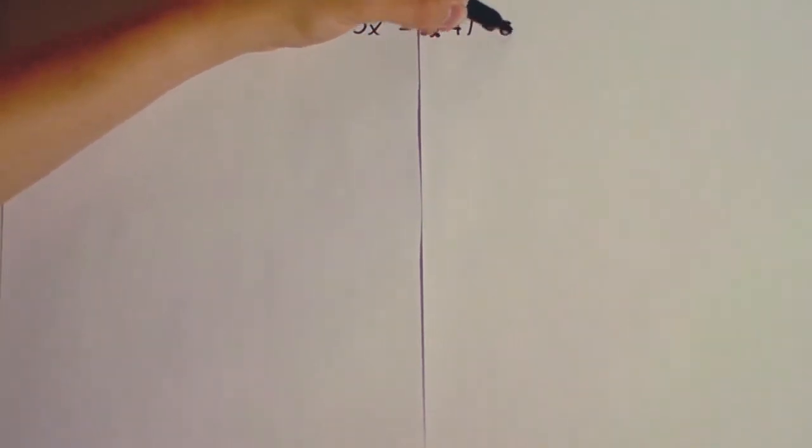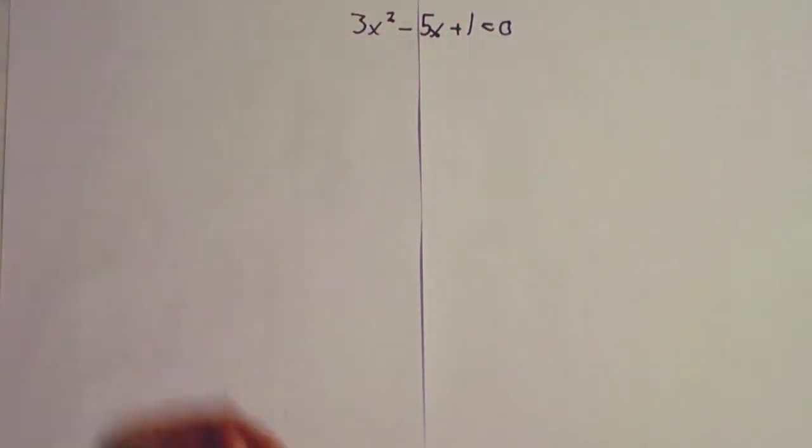Let's take the equation 3x squared minus 5x plus 1 equals 0. Alright, and let's solve this equation.